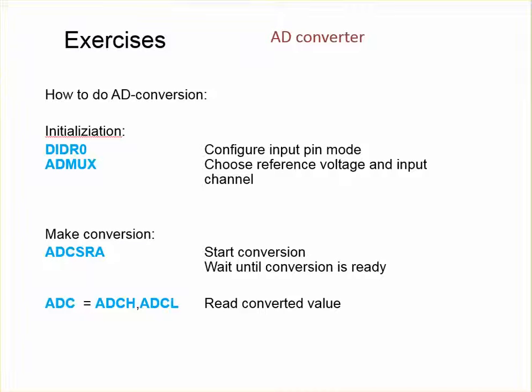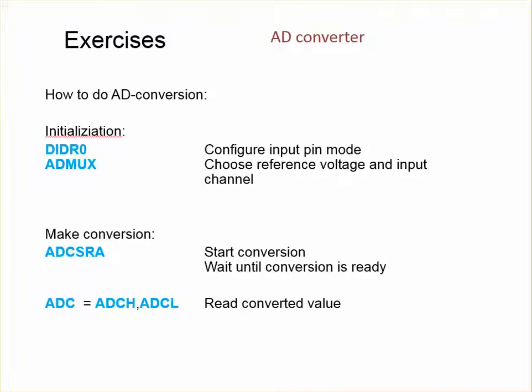And now let's go to see how to use this AD converter. We will get these analog voltages converted to numeric form that we could show in the display or wherever we want to process that converted value.